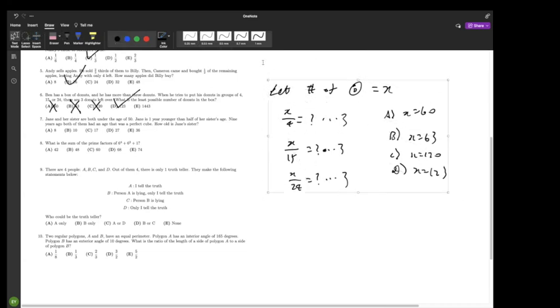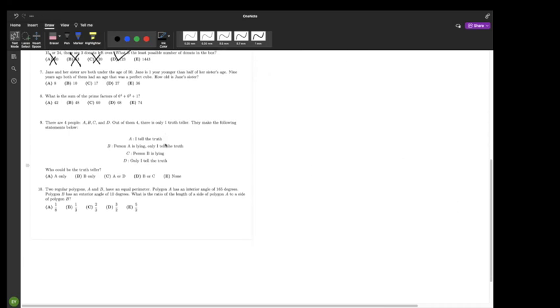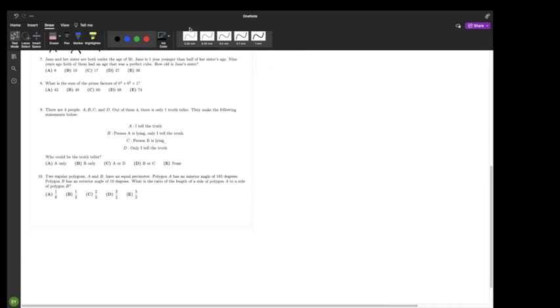We're actually running out of time, so let's solve number six, number seven, and number eight, and then I think we should wrap up our session today. Okay, Jane and her sister are both under the age 50. Jane is 1 year younger than half of her sister's age. 9 years ago, both of them had the age of a perfect cube. How old is Jane's sister?